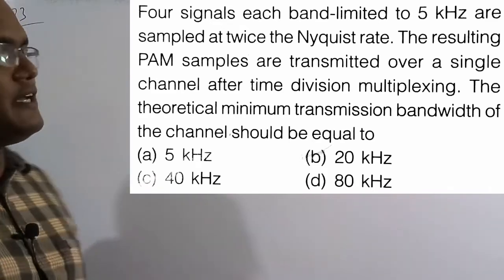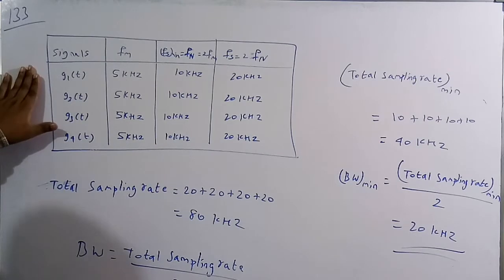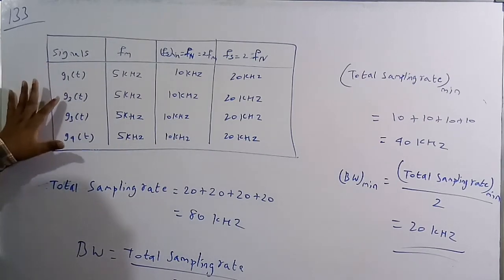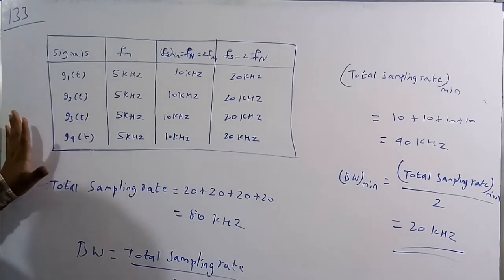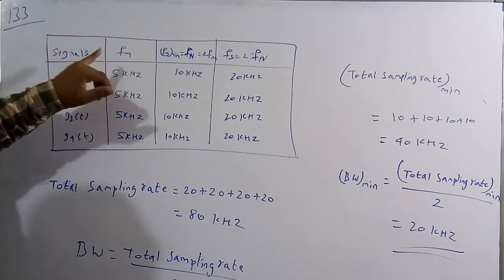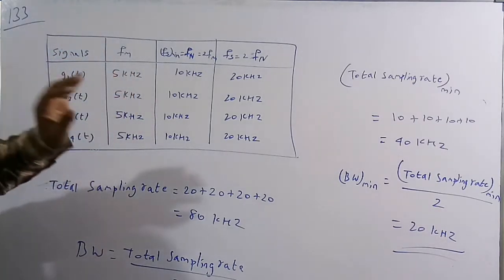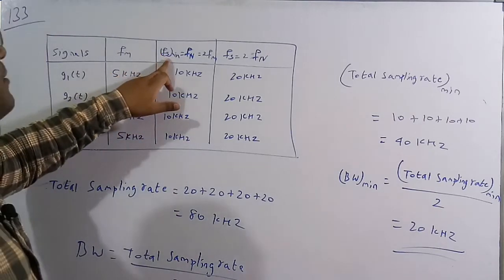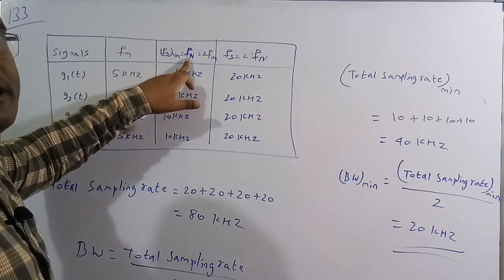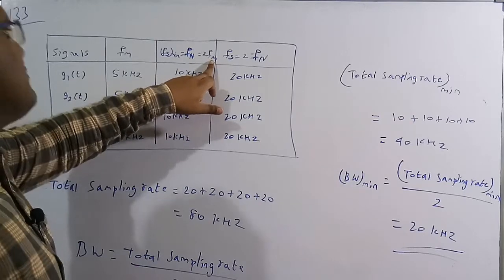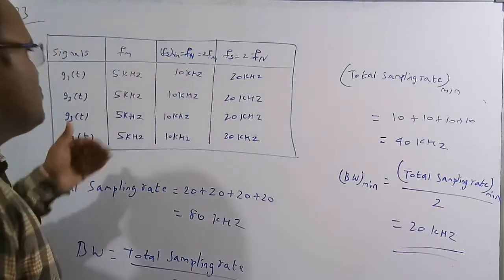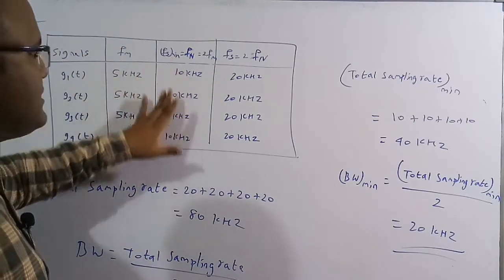So let's solve this numerical. In the question they have given 4 signals. I am going to assume g1 of t, g2 of t, g3 of t and g4 of t are the 4 signals, with the maximum message signal frequency of 5 kHz for each. The minimum sampling frequency is called the Nyquist frequency, which is twice the message signal frequency. So you multiply by 2, and 5 times 2 is 10 for each.